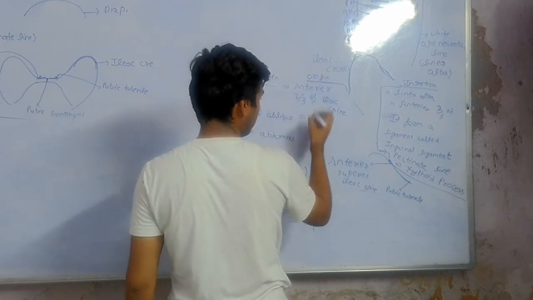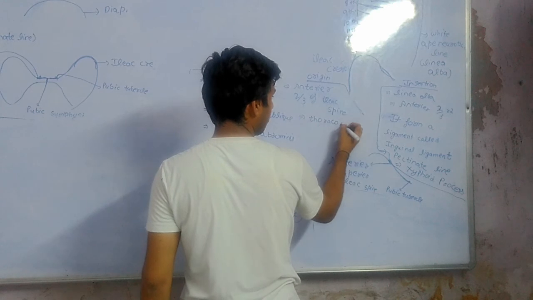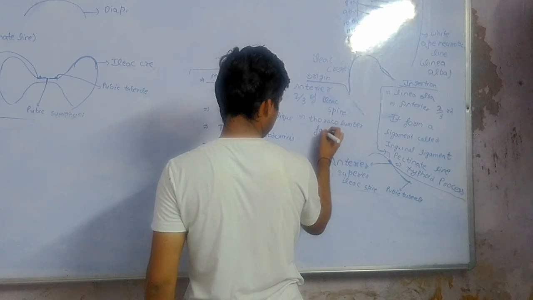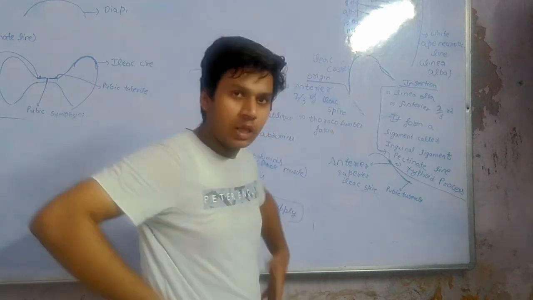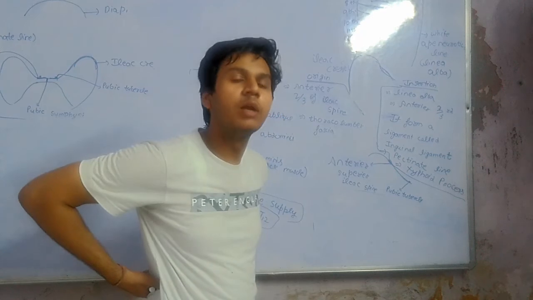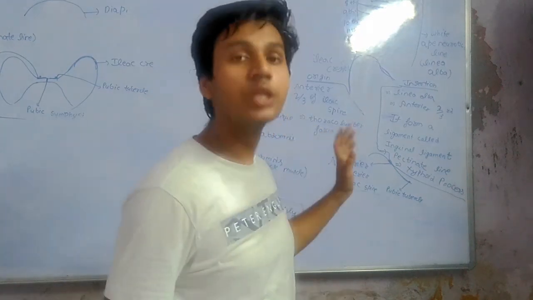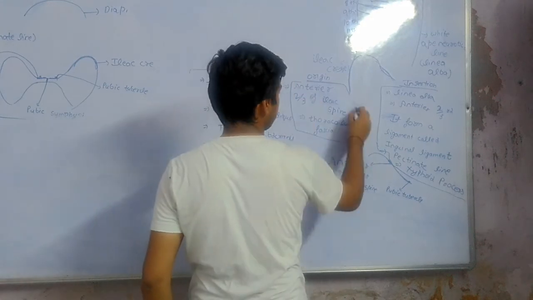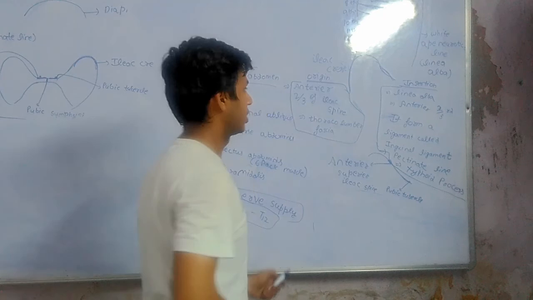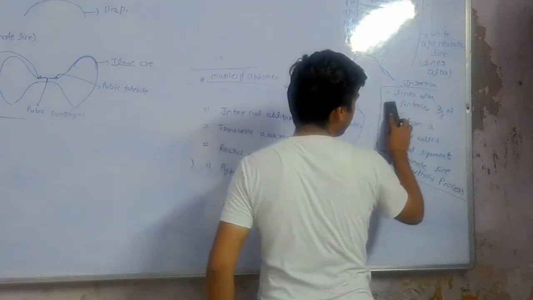The second origin is from the thoracolumbar fascia. It is a fascia present in the back, a simple fascia that covers the muscles. It is basically muscle fascia. It gives origin to the internal oblique muscle. Done. So these are the two origins of this. Then come to the insertion. The insertion is the same as before.